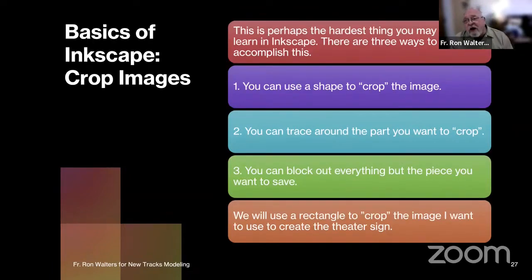This is perhaps the hardest thing you may have to do or want to do in Inkscape. There are three ways. You can use a shape to crop the image. You can trace around the part you want to crop, and this may be more what you need to do if you have an irregularly shaped image that you want to crop out of a picture. Or you can block out everything but the piece you want to save. We will use the rectangle to crop the image of the window.